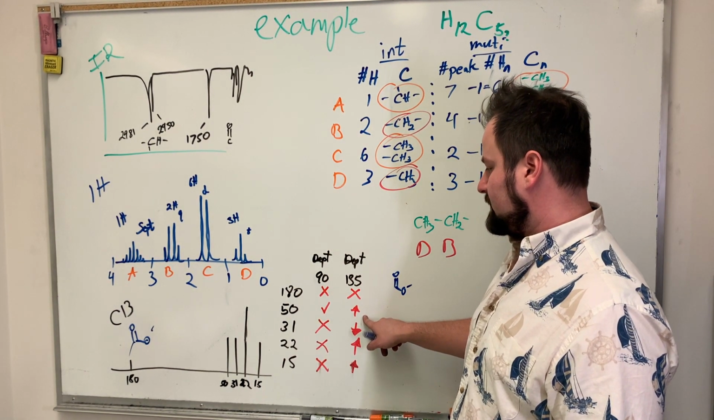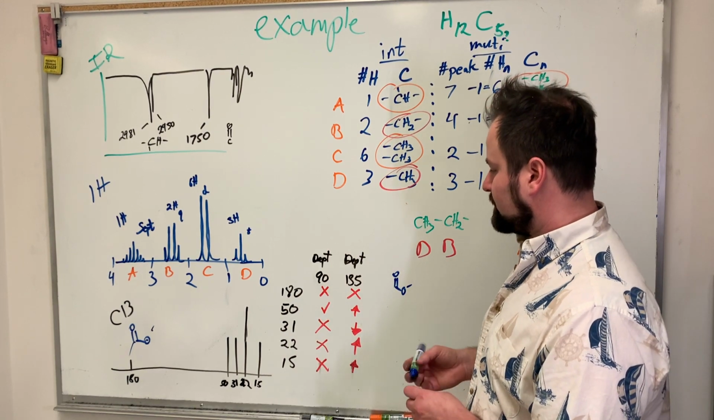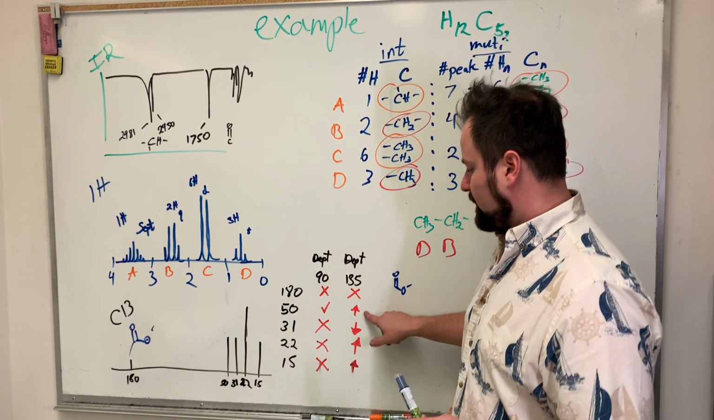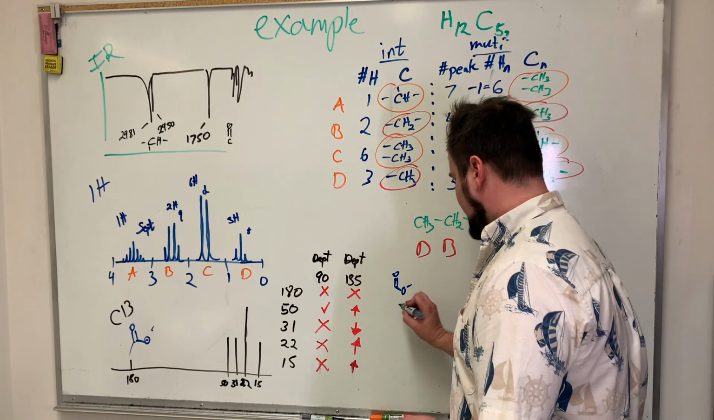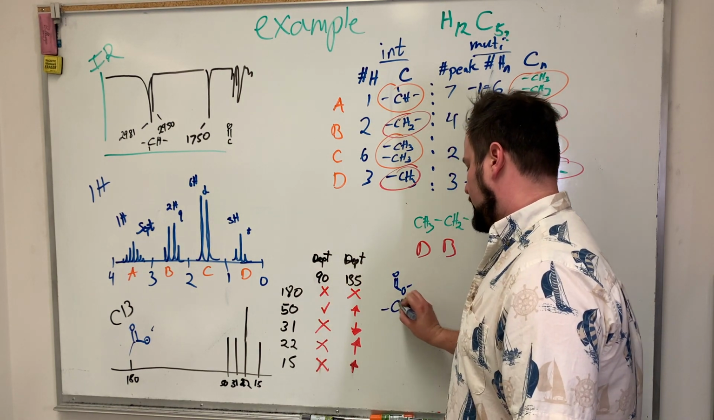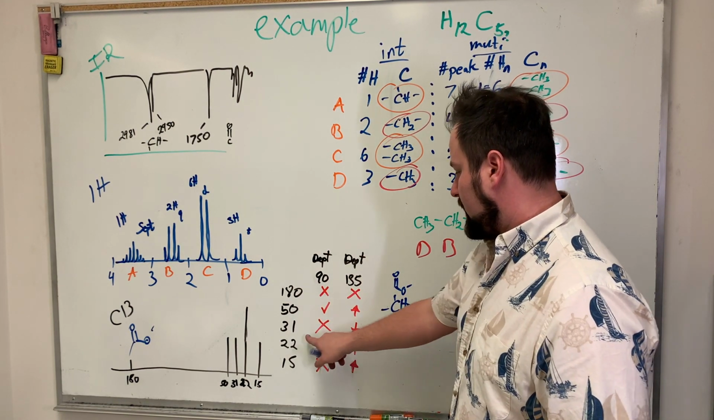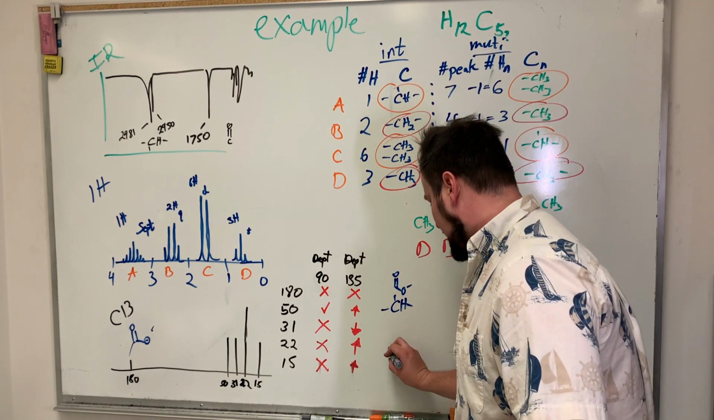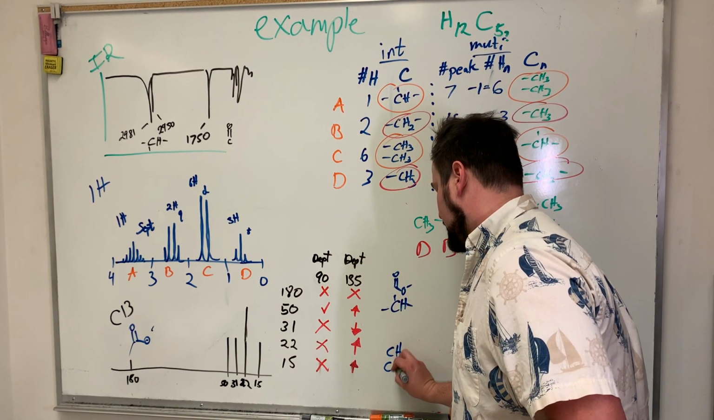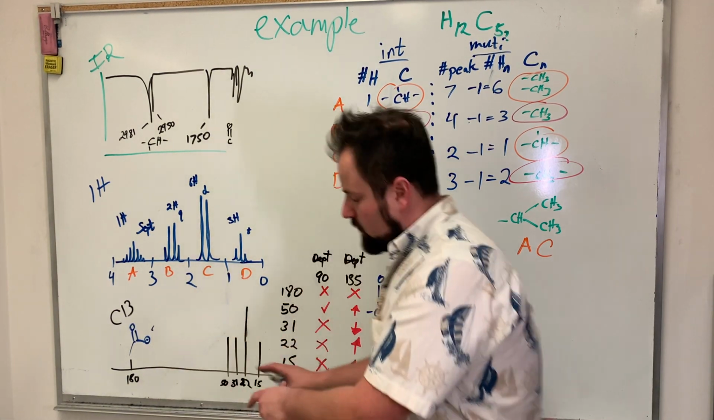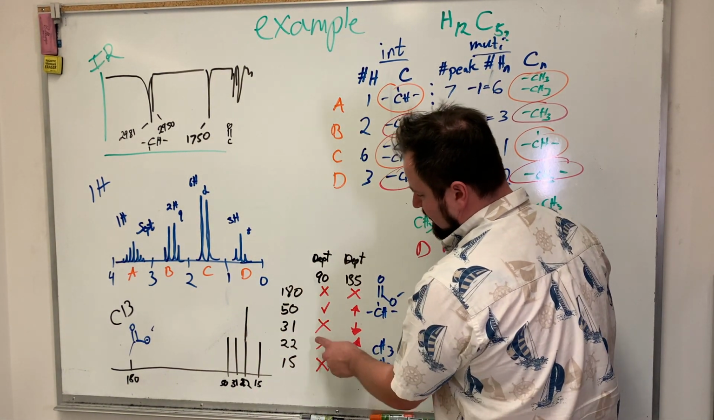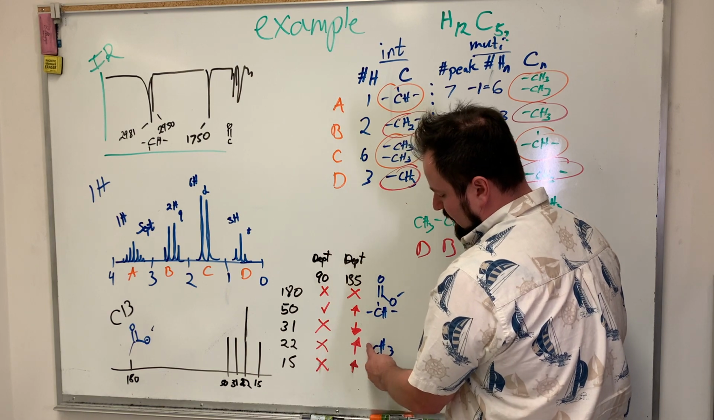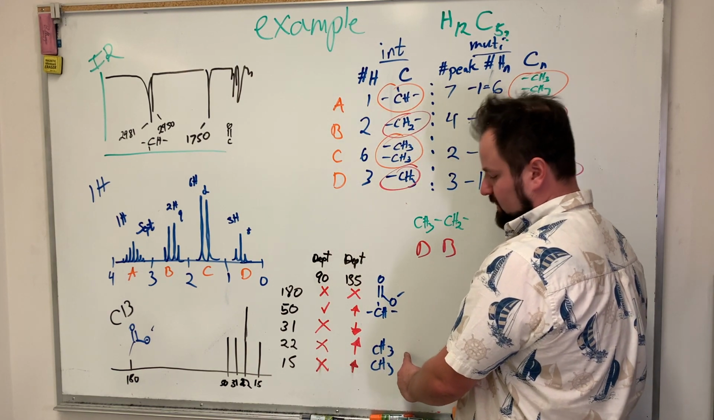For us here, it's present in DEPT 90 and it's up in DEPT 135. That means if it's present in DEPT 90, that must be a CH. There's no other option. Here, these are all absent in DEPT 90, and these two are up, so these have to be CH3s. That guarantees that these are supposed to be CH3s.